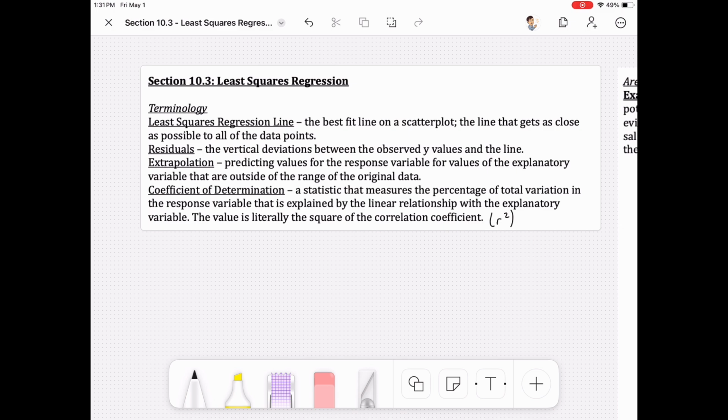And so residuals are just the variation or the difference between what we observe and what we actually expect to happen. And then we'll be able to find something called a coefficient of determination, which is r squared, and we can take the square root of it to help us find the correlation coefficient, which is the r. Okay, so let's go ahead and jump into some of these.